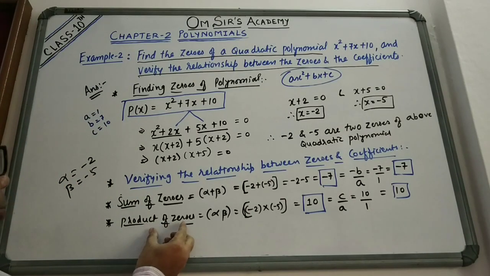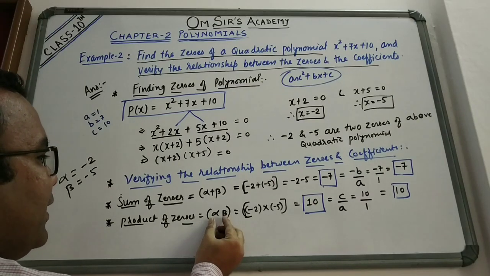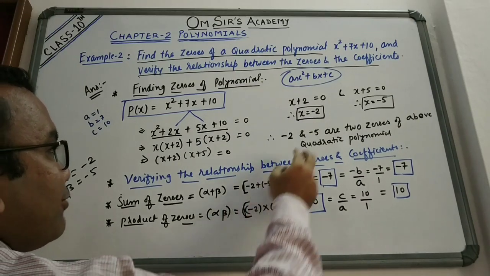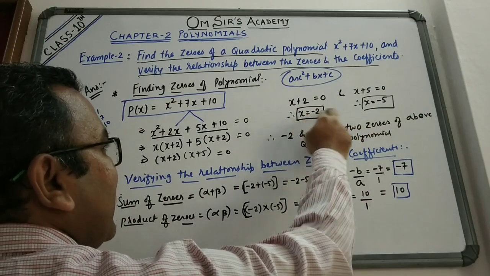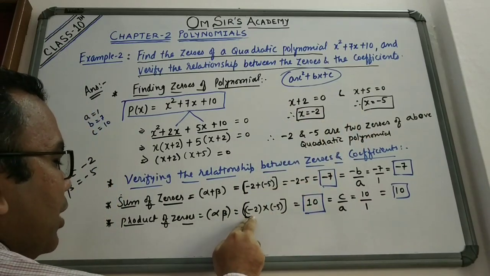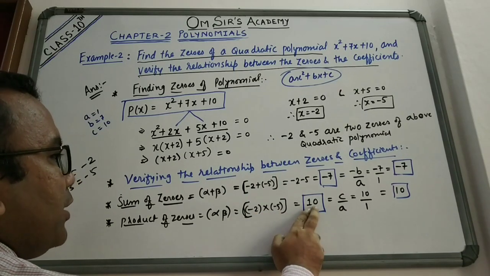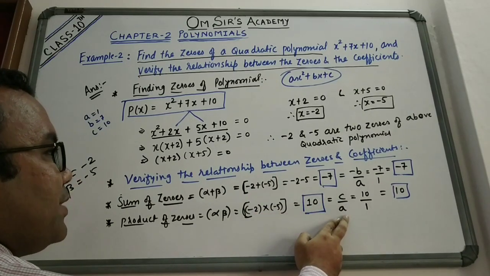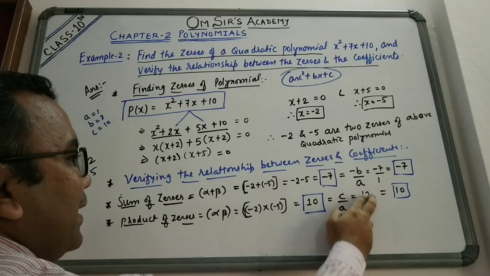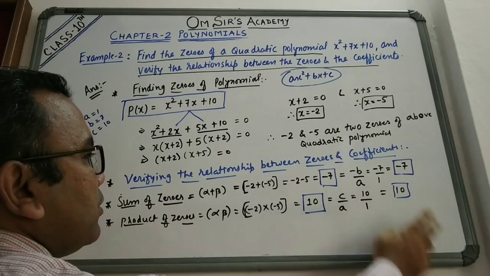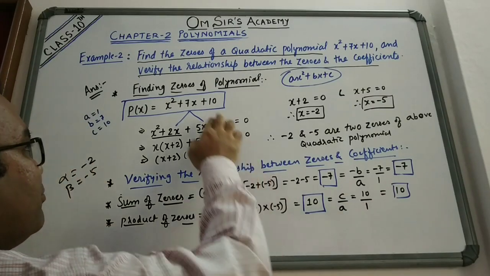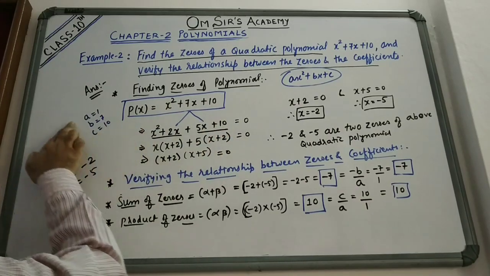In the second case, product of zeros, again I need to multiply these two zeros. What were my two zeros? Alpha and beta were -2 and -5. So I multiplied those two zeros, minus into minus got plus and 2 into 5 got 10. So that is equal to c upon a, that is 10 upon 1. So answer is what? 10. Because my c was 10 and a was 1.